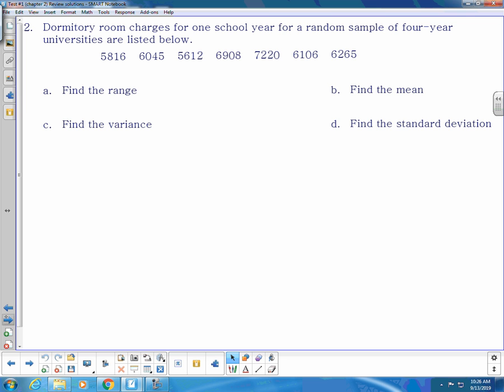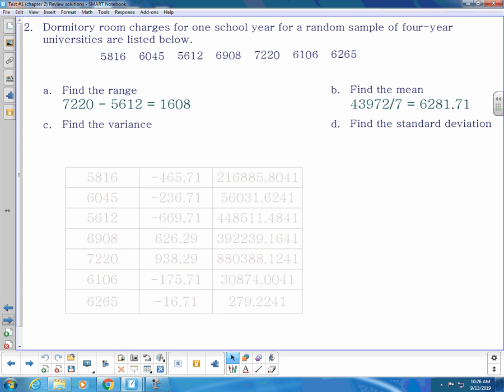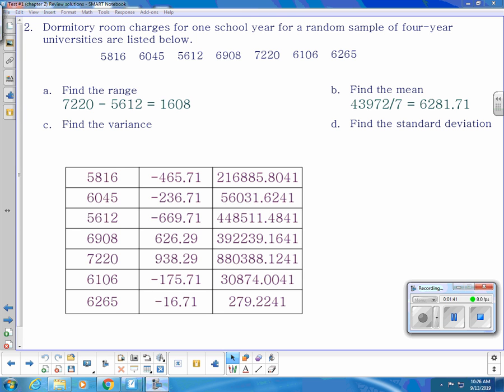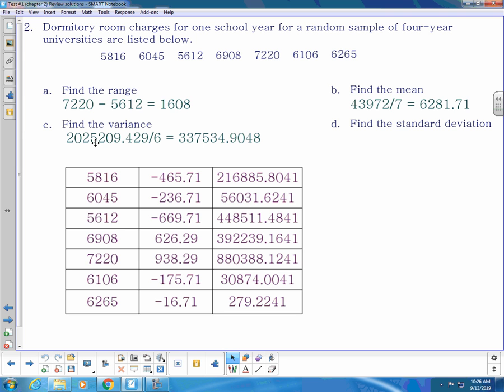Okay, the second one is a sample. So you're going to do the same thing. We find the range. I'm hoping everyone's good on that. And the mean. And then your table. So all the data points, the deviations. Square your deviations. Your variance: big number divided by 6. Still a big number, right? And the standard deviation. So there's a lot of decimals there.